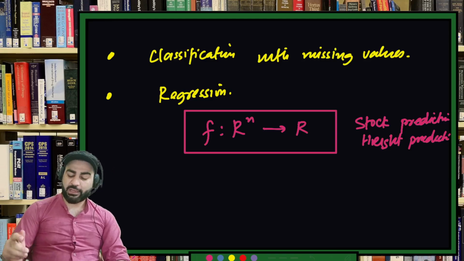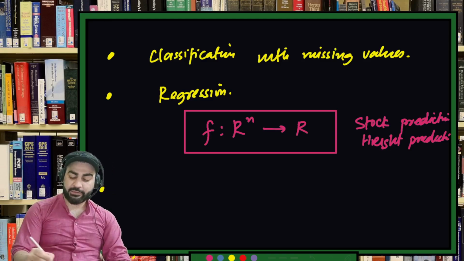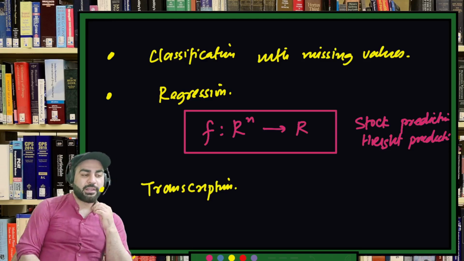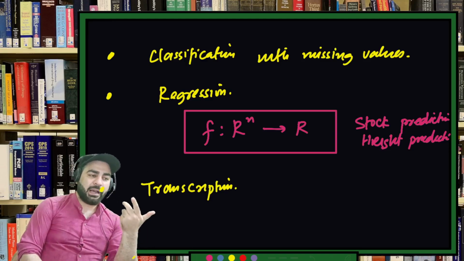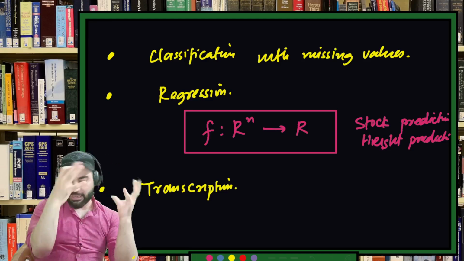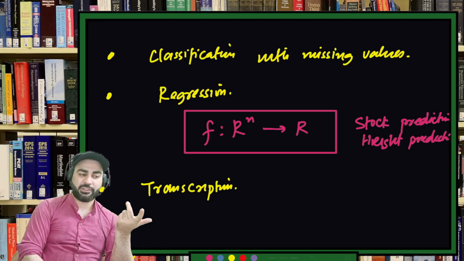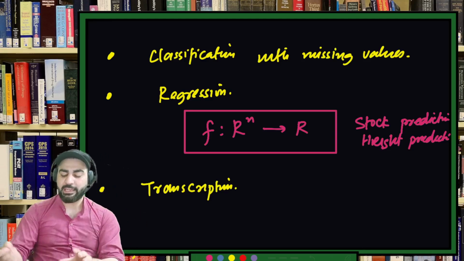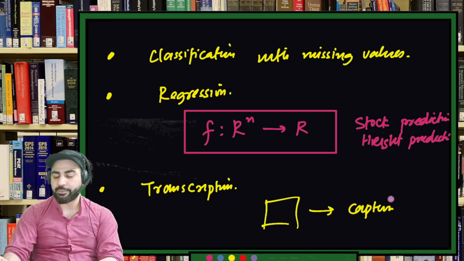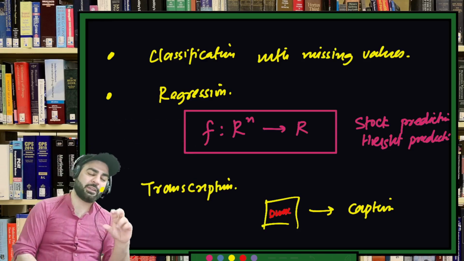Then we can have a task of transcription. What is transcription? The machine learning system is asked to observe some unstructured data, some unstructured representation of data, and transcribe it into some format. Let's say I have an image and I want to generate a caption. This is transcription. I have an image, and I am telling you to give me the caption.